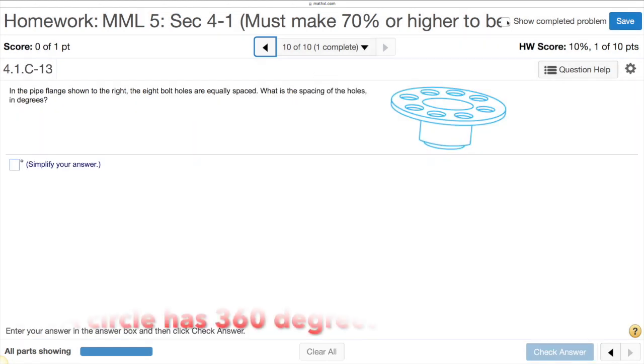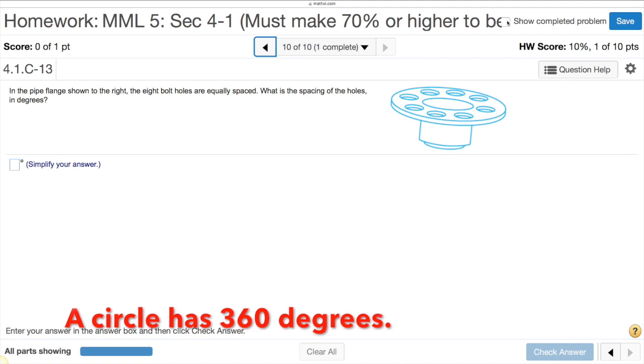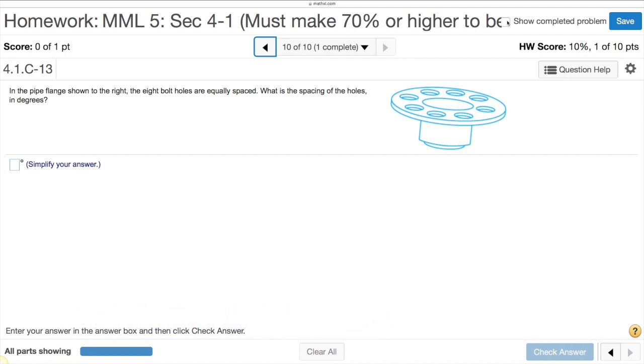Okay. So the last definition is with circles. A circle has 360 degrees. It will always have 360 degrees. With that said, we have a pipe flange here, and we're trying to drill 8 bolt holes that are equally spaced from one another, and our job is to find out how many degrees apart they are.